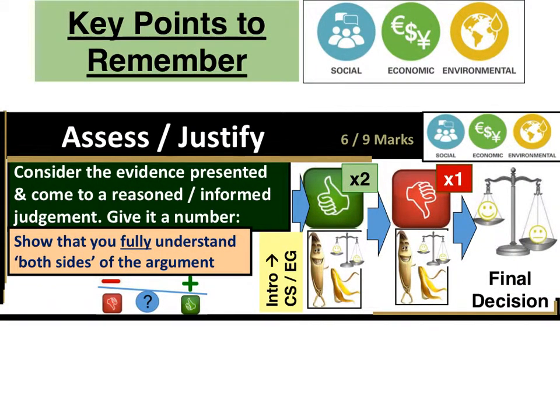The key points to remember for the assess and justify command words are, you're going to give evidence and consider it and come up with a reasoned, informed judgment. Give it a number, maybe a percentage, maybe 70% or 7 out of 10. Make sure you fully understand both sides of the argument, the positives and negatives, the advantages, disadvantages. Come up with a couple of positive points with PEEL, case study, examples, geography words, place names, and one against. Include, if you want to, SEE, social, economic and environmental, before reaching your final decision to assess something or justify your decision about an issue.